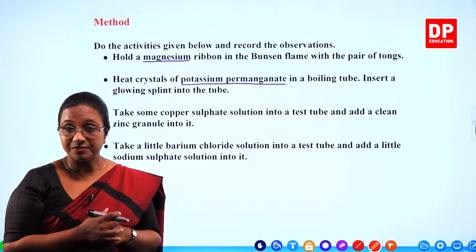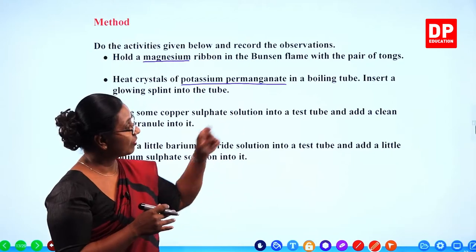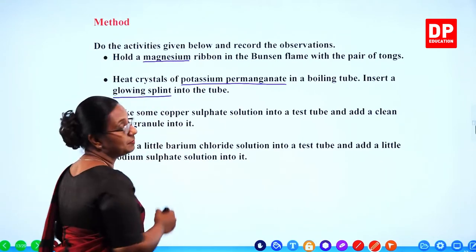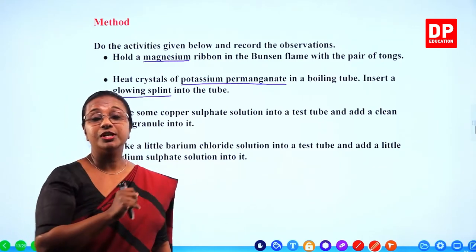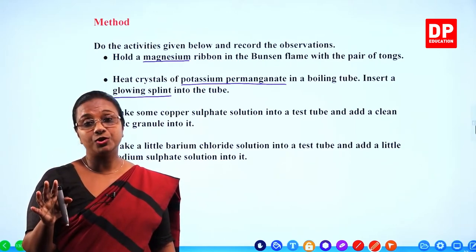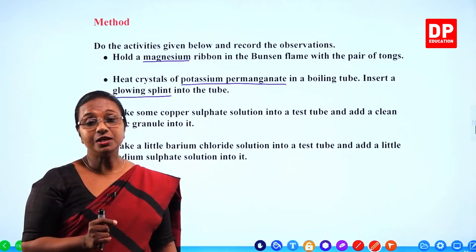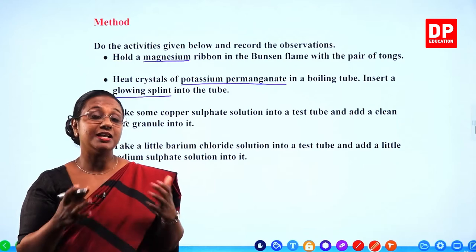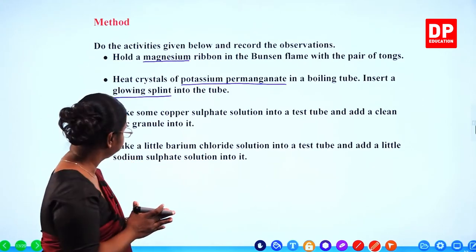Then you will observe. When the reaction is taking place, we will insert a glowing splint. I told you all, students, you take the dry splint, hold it to the flame, and it will start burning. When the flame is put off, you get the glowing splint. You insert that into the boiling tube where the potassium permanganate is being heated. You will observe what happens there.